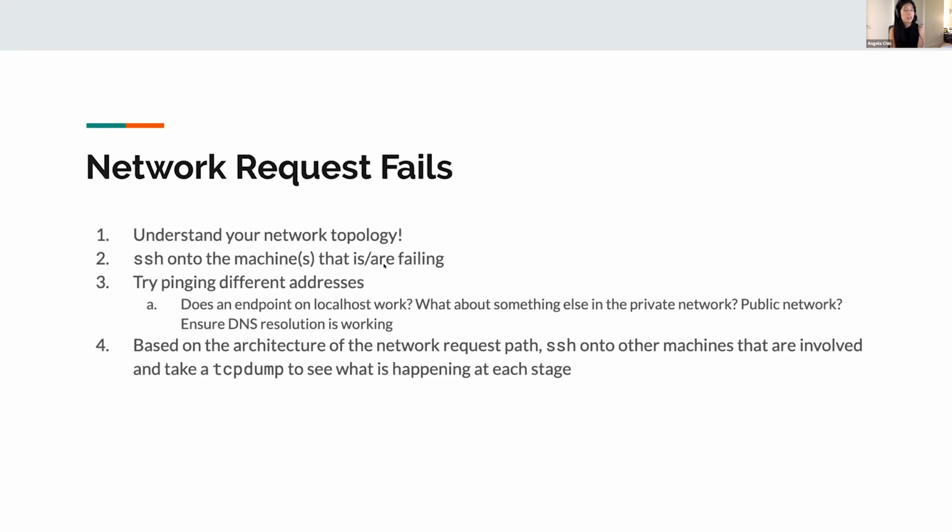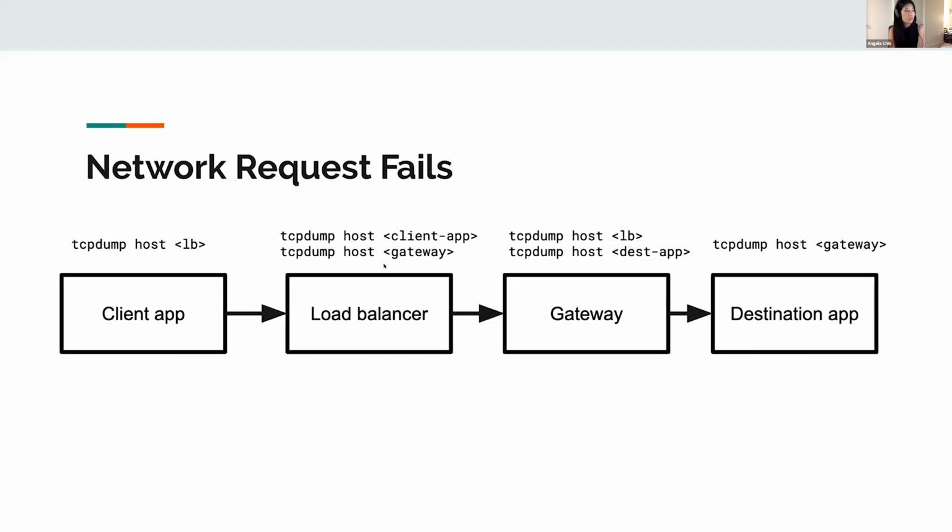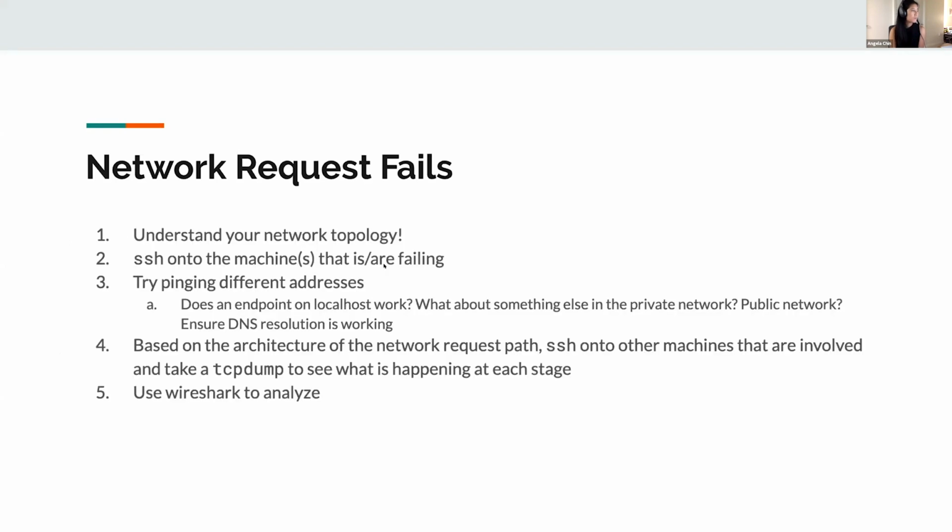So, again, thinking back to all of the components involved in this network path, if possible, I would SSH onto each of these components. Of course, that's not always possible, but for the components that you do have access to, SSH onto and take a tcpdump to try to get that full network packet request path and see exactly where the connection is failing. And again, to do that, I would use Wireshark to analyze.